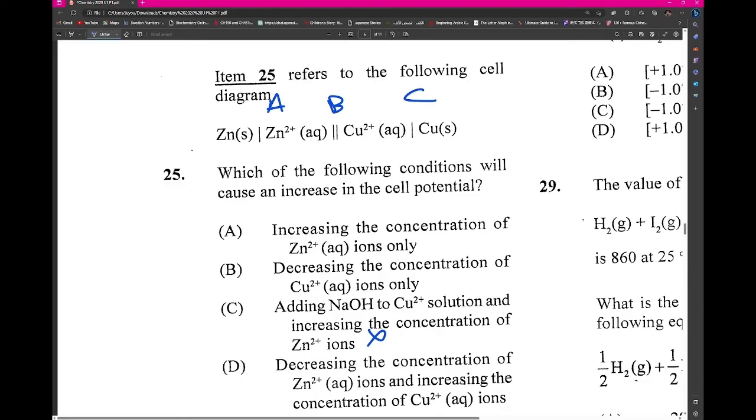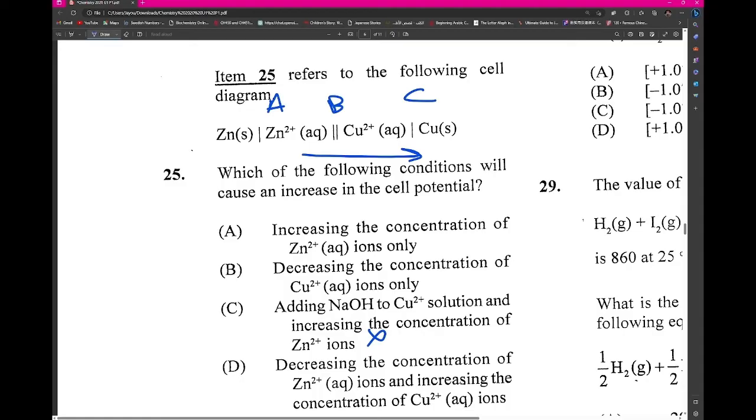Chemical cell. Right, we're not looking at the cells from CSEC, that's different. We're looking at the galvanic cell, right? So electrons in a voltaic or galvanic cell generally will move from the anode, right, to the cathode. So electrons are moving in this direction, right?